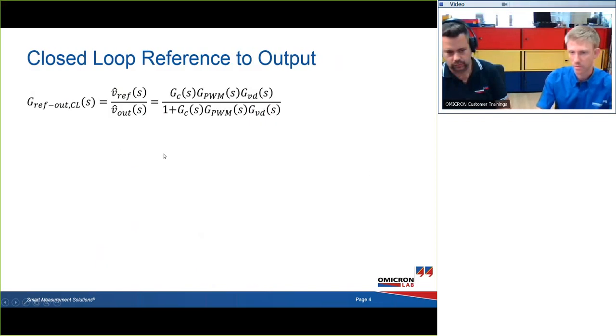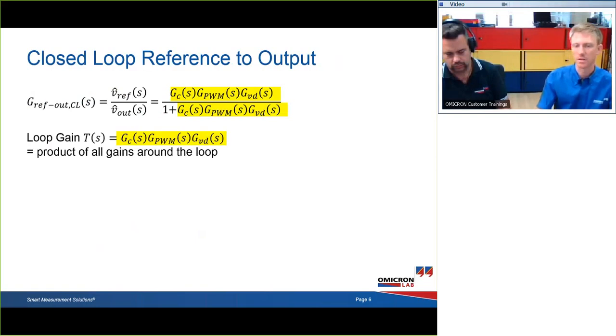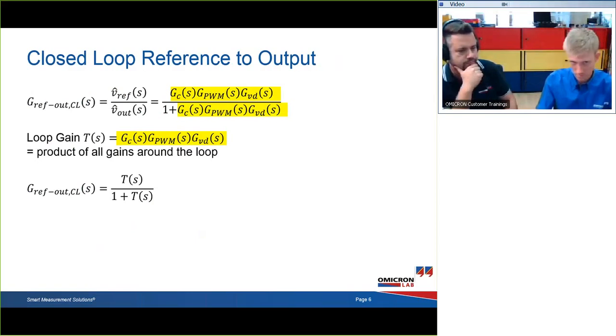But let's reorder this function, reform it, so that we have the transfer function from reference to output, closed loop, so that's the CL, closed loop, equals the output voltage over the reference voltage. And with this formula, if you do some simple math, we end up with that formula. And we have two similar blocks, and that's, again, this loop gain. And we call it the loop gain T of s. And again, that's the product of all the gains in the loop. So by replacing the block with the T, we get a very simple, well-known feedback equation. The transfer function is the loop gain over 1 plus the loop gain.